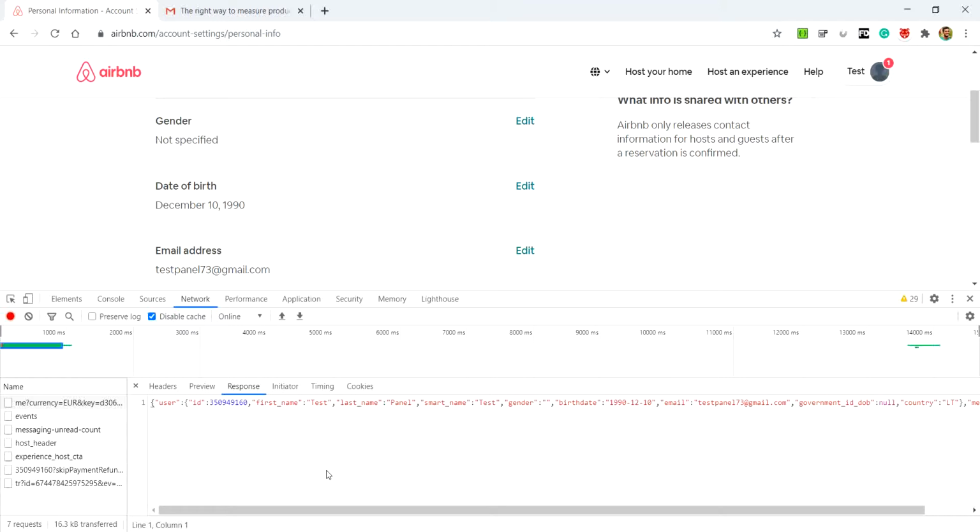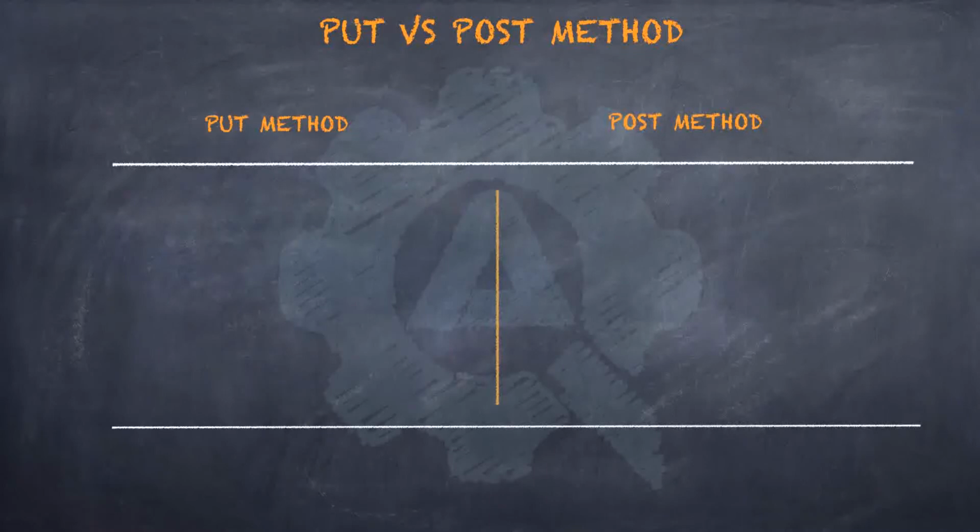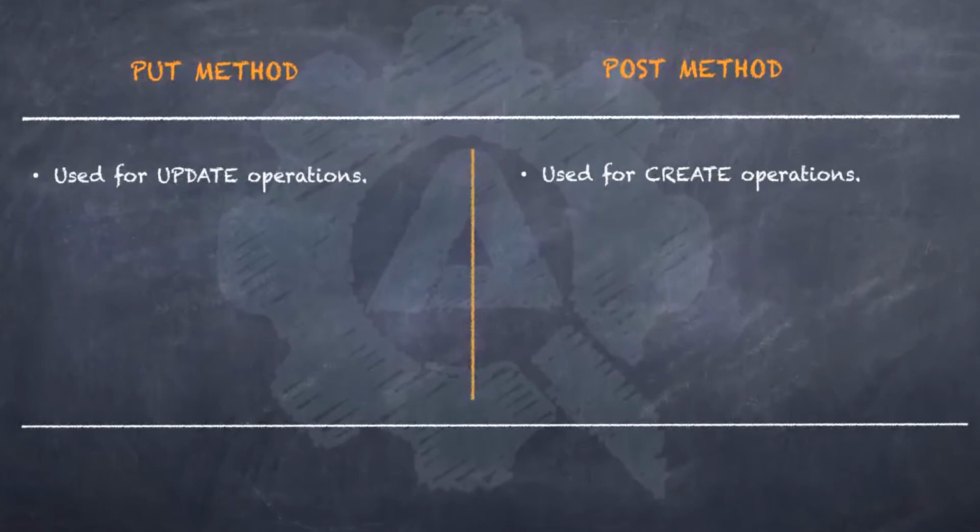Oftentimes, the PUT request and the POST request are confused, and hence let us understand their differences. Speaking about the differences in PUT method and POST method, generally in practice, we always use PUT method for update operations. As we saw in the Airbnb example, we updated the birth date for the respective user, and that resulted in a PUT operation. We use a POST method for create operation. In the previous tutorial for POST method, what we saw was a create operation when we created a user for the bookstore.